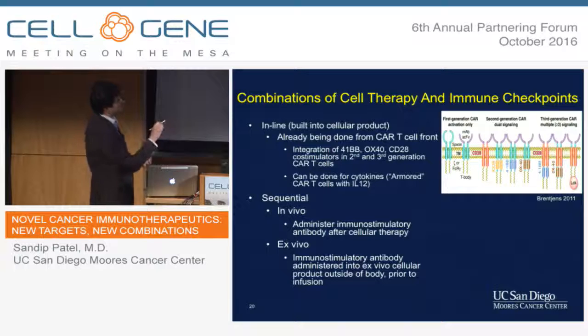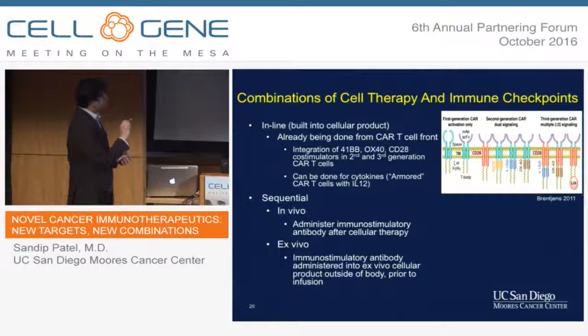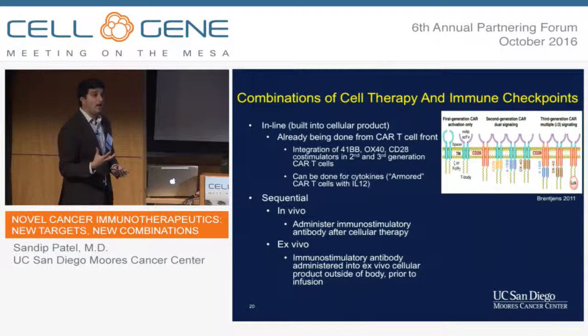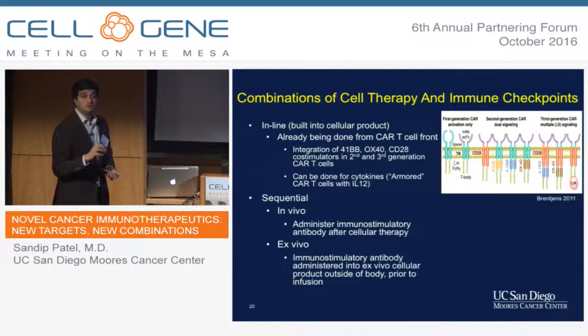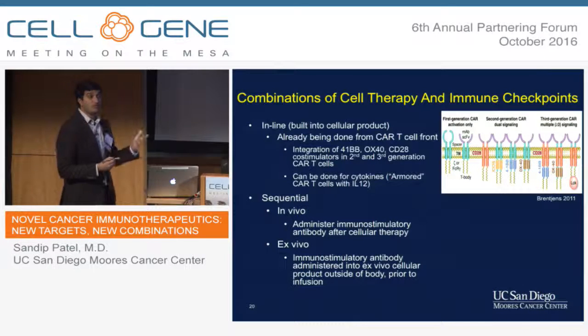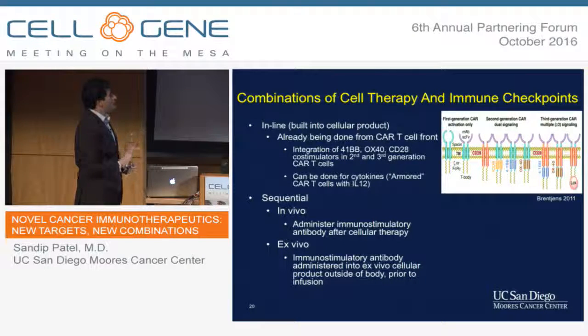And so these are the various constructs, the first generation, second generation, and currently we're on the third generation CARs. Then there's the sequential strategy in which in vivo immune cells, the immunostimulatory antibody can be administered immediately after cellular therapy. And so here you have an activated batch of cells that are infused, and then through activation of various of the receptors in green, the TNF superreceptor family agonists, you can further stimulate those cells and kind of prime them to attack the tumor.